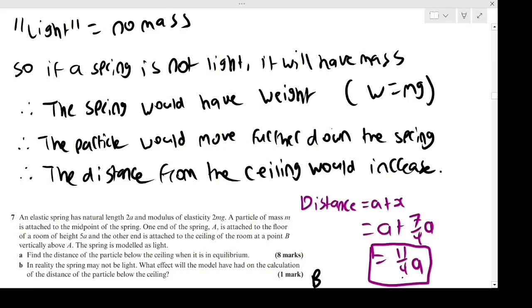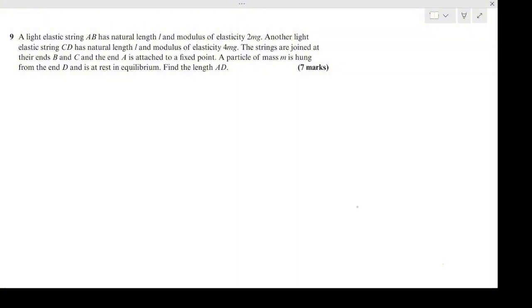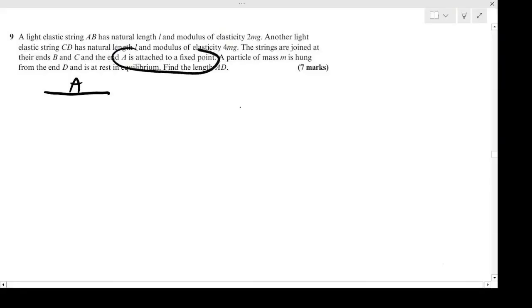And there we are. Okay, got this question here then. Again, it's going to be a similar situation to before. What's happening here is, again, they've got this string hanging down and then the particle at the end. I know it's going to look like this because we're told a particle is hung at the end here. So the end here is going to be D, right? At the top end is going to be A. That's the fixed point. So A is the fixed point. And so we've got basically two strings connected together again, AB and CD.